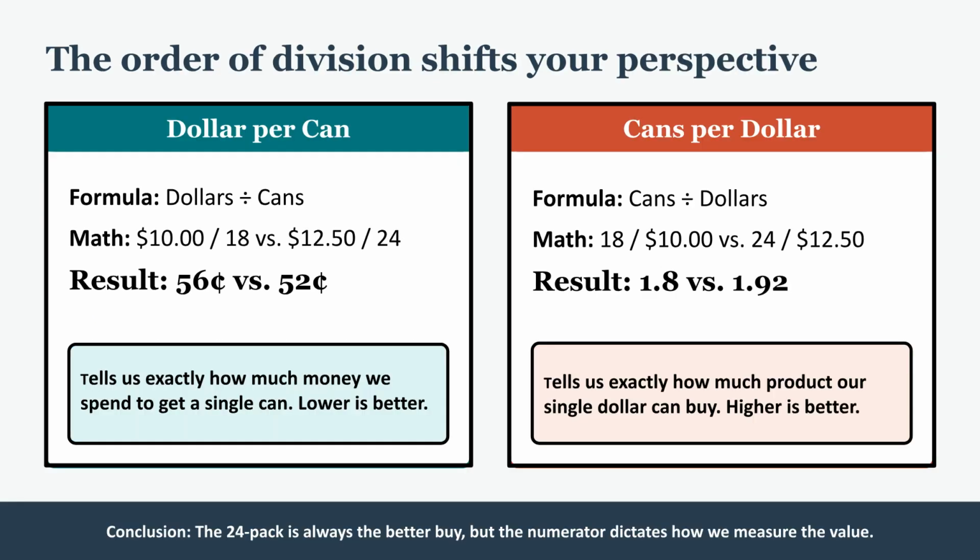The order of division changes your perspective. Dollars per can tells us the cost, where lower is better. Cans per dollar shows us value, where higher is better. Both help us find the best buy.